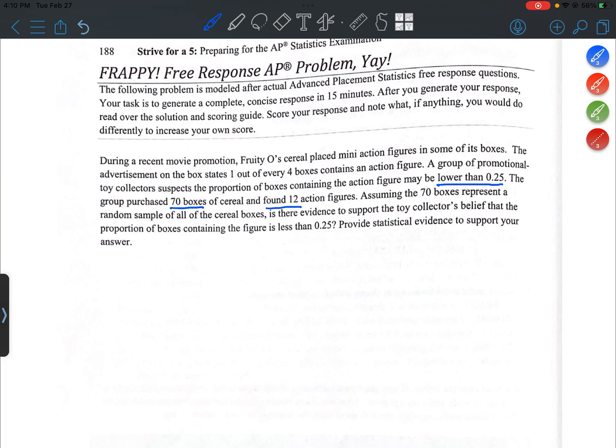Assuming the 70 boxes represent a random sample of all the cereal boxes, is there evidence to support the toy collector's belief that the proportion of boxes containing the figure is less than 0.25? Provide statistical evidence to support your answer.